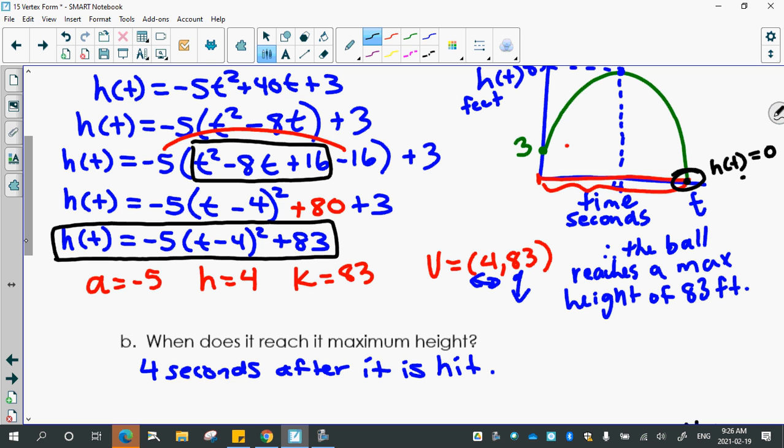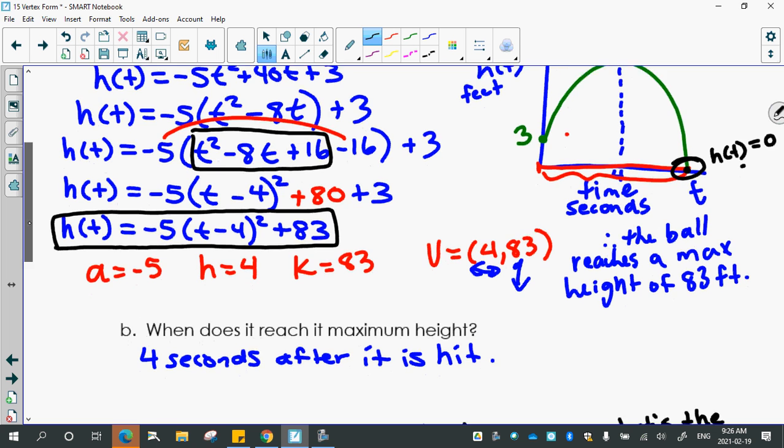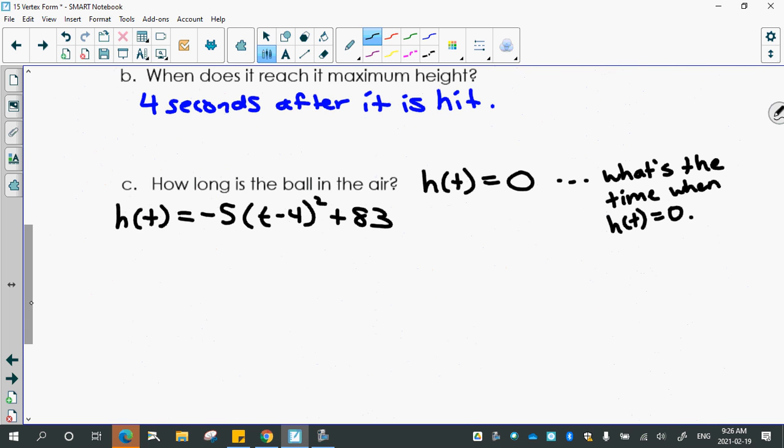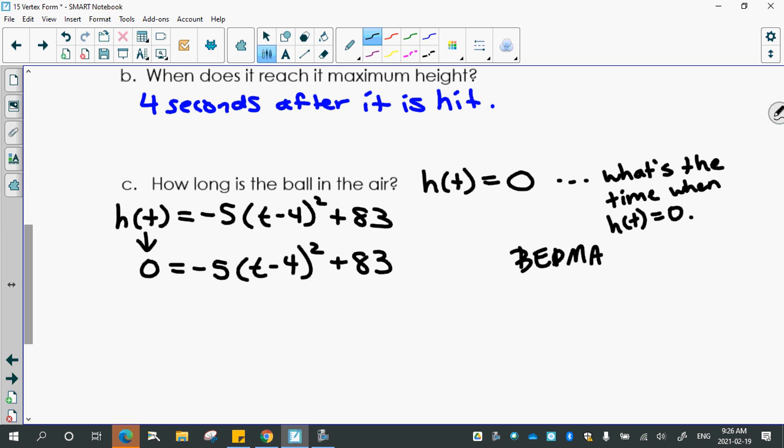Up here, how do you get t by itself when there's a t squared and a t? Okay? So we can replace h at t with 0. And then we want to use our amazing solving equation skills using reverse BEDMAS to slowly get t by itself. So here's t. I want to slowly get it by itself.